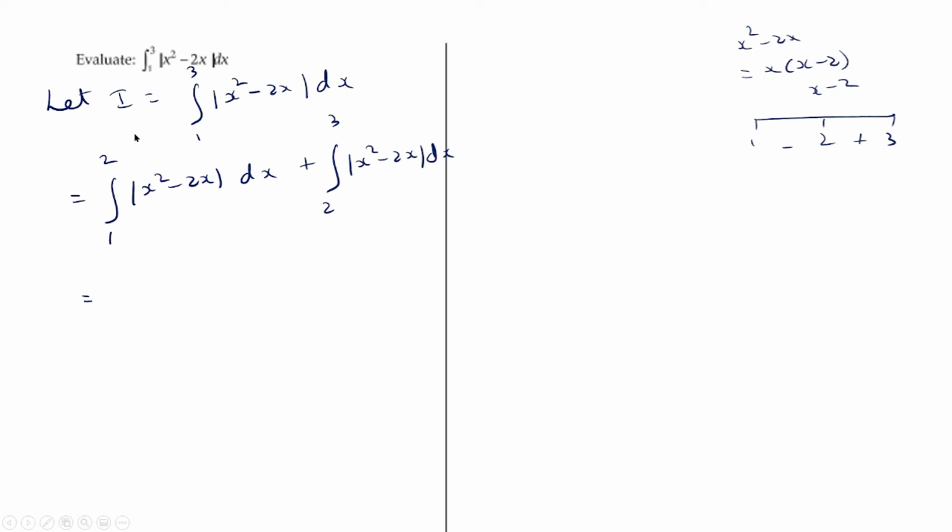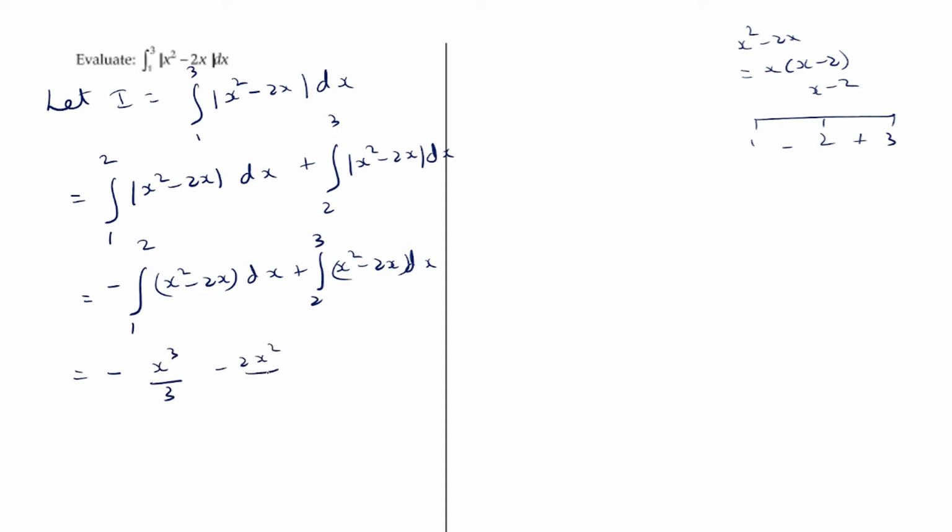So in this interval 1 to 2, x into x minus 2 is negative. So this is minus integral 1 to 2 x square minus 2x dx plus integral 2 to 3 x square minus 2x dx. Now we can integrate this. This is x cube by 3 minus 2x square by 2 with the limits 1 to 2 plus x cube by 3 minus 2x square by 2 with the limits 2 to 3.